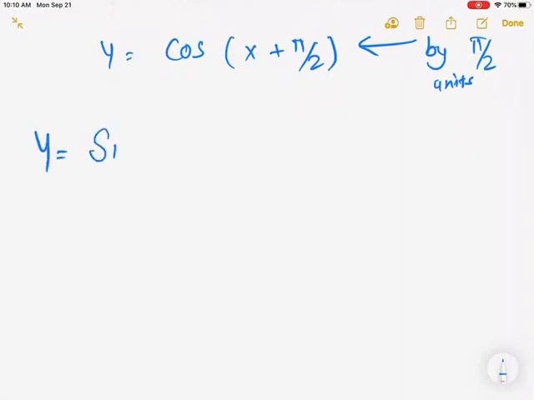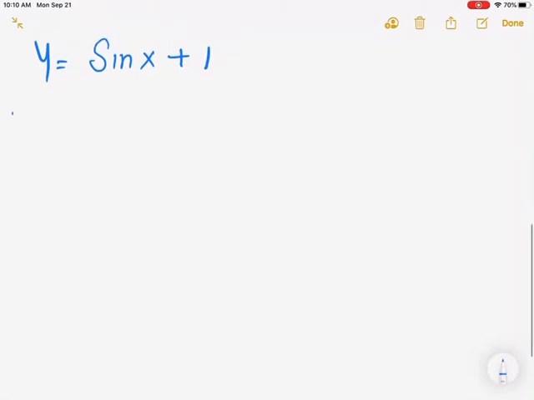So let's say I have sine x plus 1. Don't forget, the first three details are still going to be the same. You still have to start off with the amplitude of this function, which is 1. Period for sine is 2 pi, we divide by b, which is 1, so it's still going to be 2 pi. Intervals, it's going to be pi over 2 units long. Okay, don't forget, you have to have these three details first.